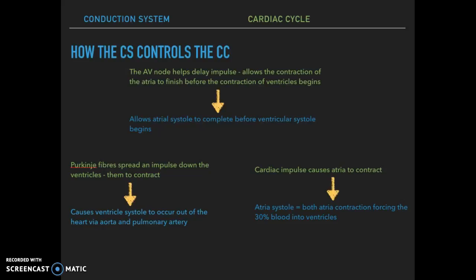In the cardiac cycle, you have the Purkinje fibers, which spread an impulse down the ventricles, allowing them to contract, and this in the conduction system causes the ventricular systole to occur, out of the heart via the aorta and pulmonary artery. And then lastly, in the cardiac cycle, the cardiac impulse causes the atria to contract. Well, this is actually an earlier point, and this atrial systole means that both atria will contract, forcing the 30% blood, and that is actually related to this one as well.